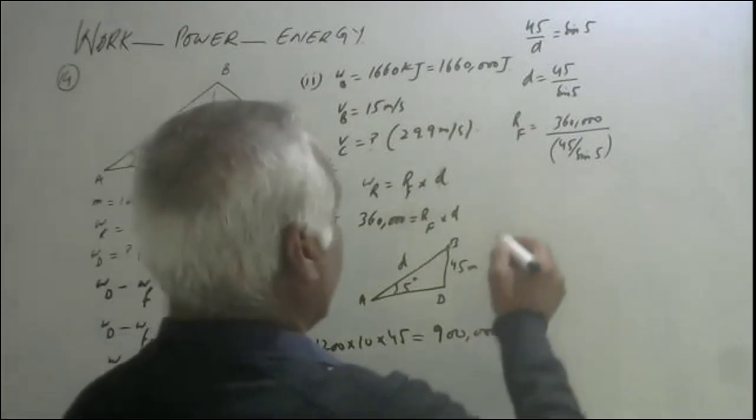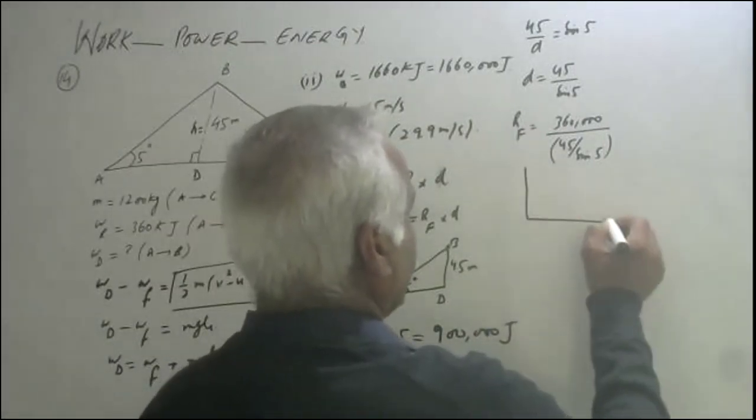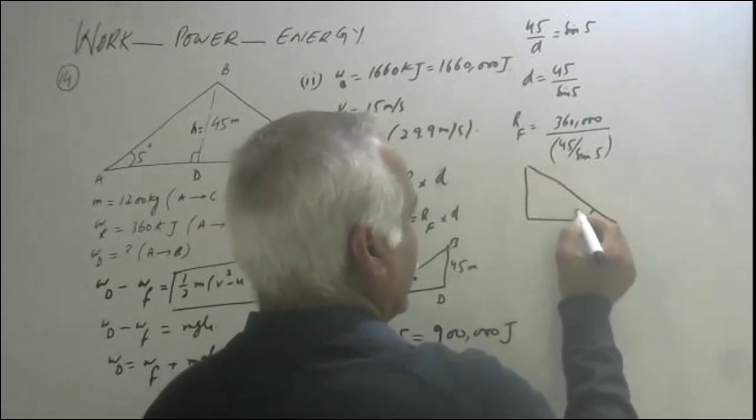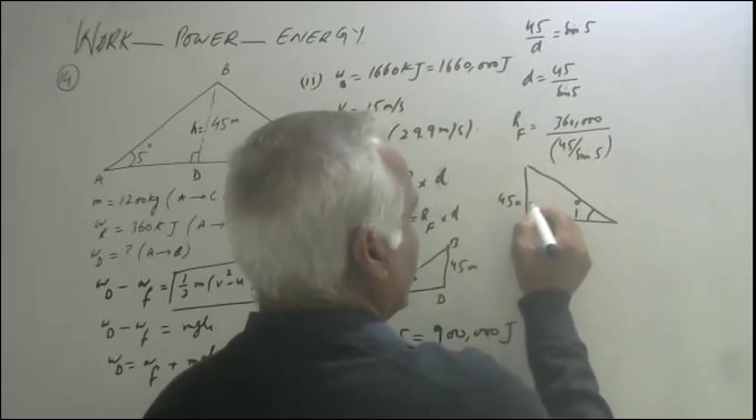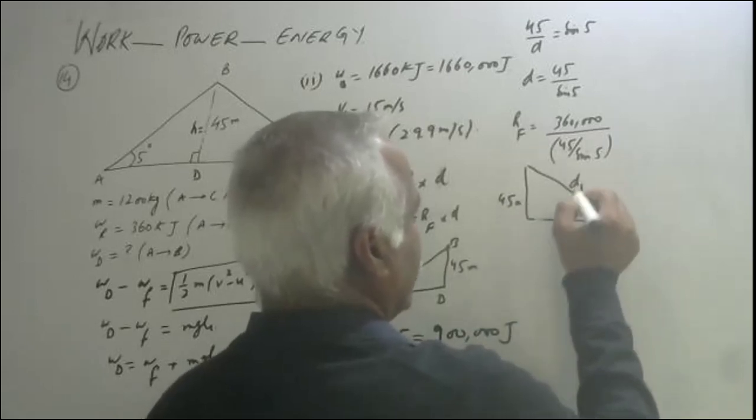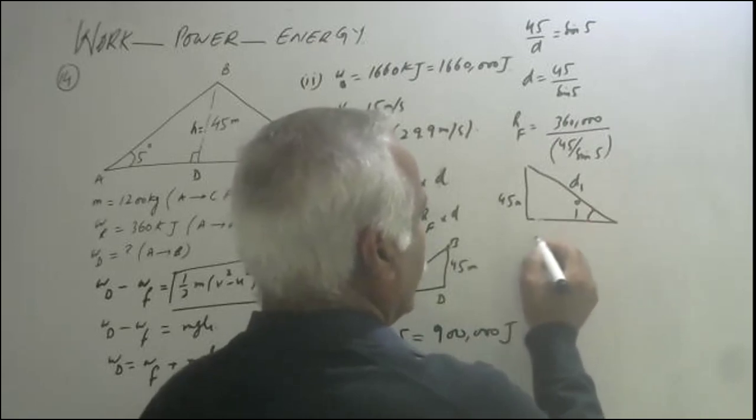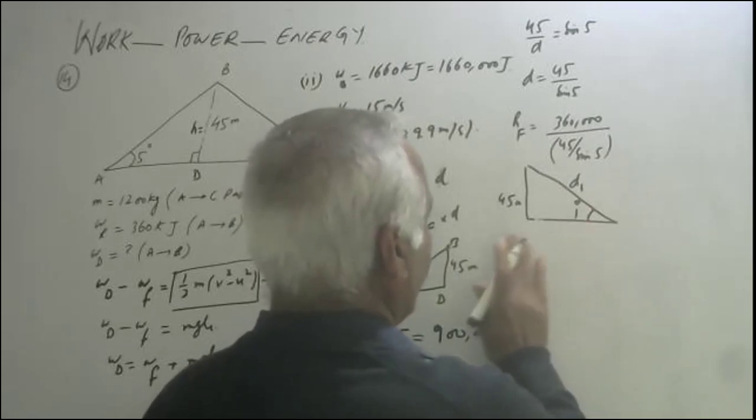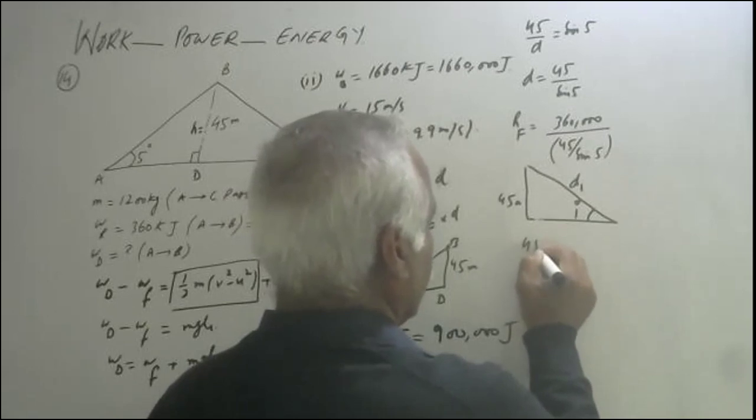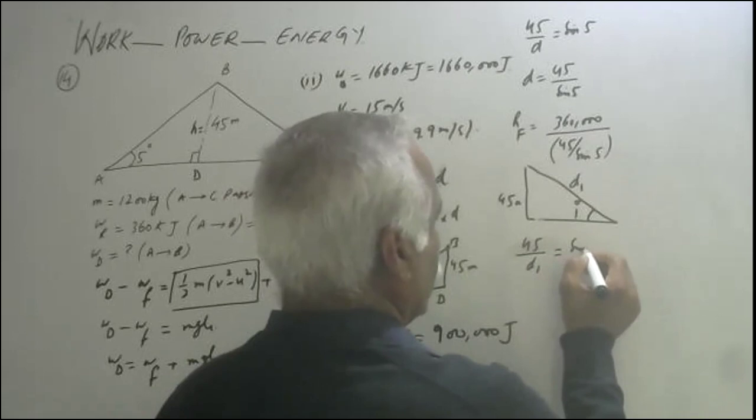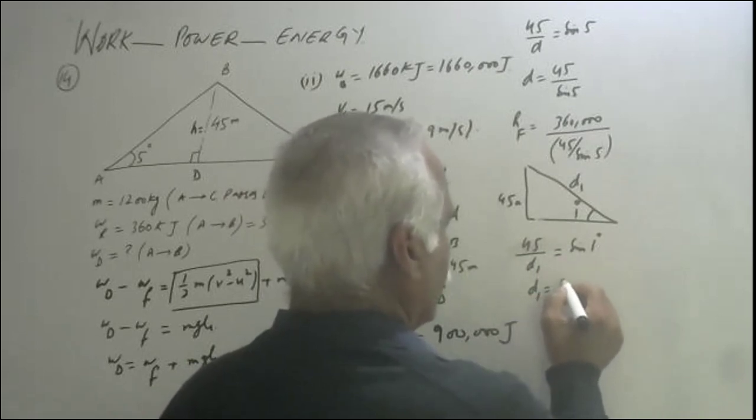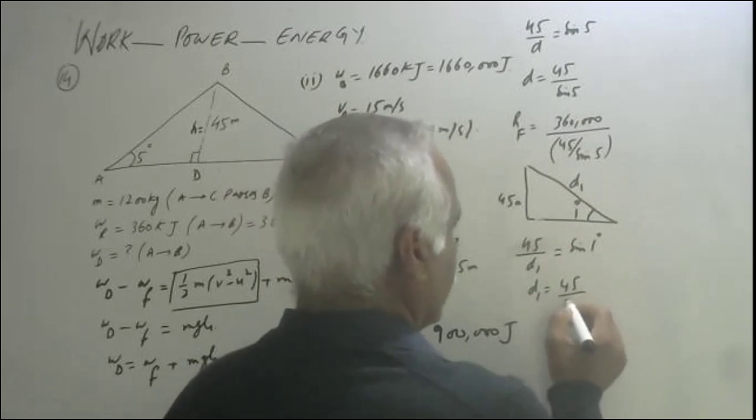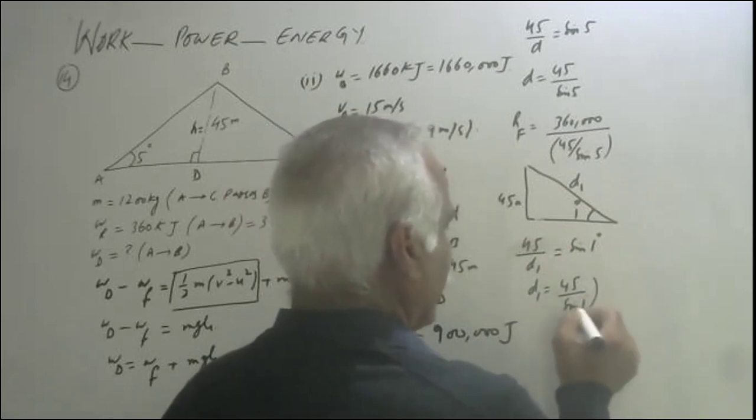So, again, we have this right angle triangle, which is making an angle of 1 degree. It is 45 meter high, and let's say this distance is D1. So we can calculate 45 over D1 is equal to sine of 1 degree, or D1 is equal to 45 over sine of 1 degree.